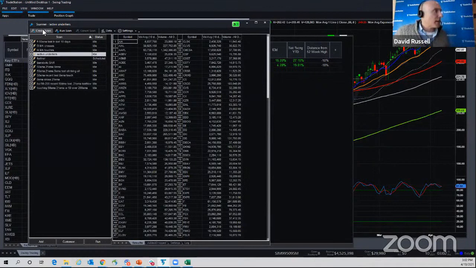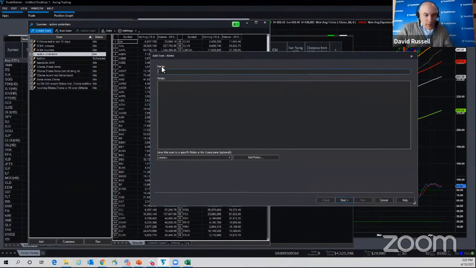So I'm going to call this scan number 1. I use an exclamation point first, just so it goes to the top of my list, and I'm going to call this one Scan for Pullbacks.